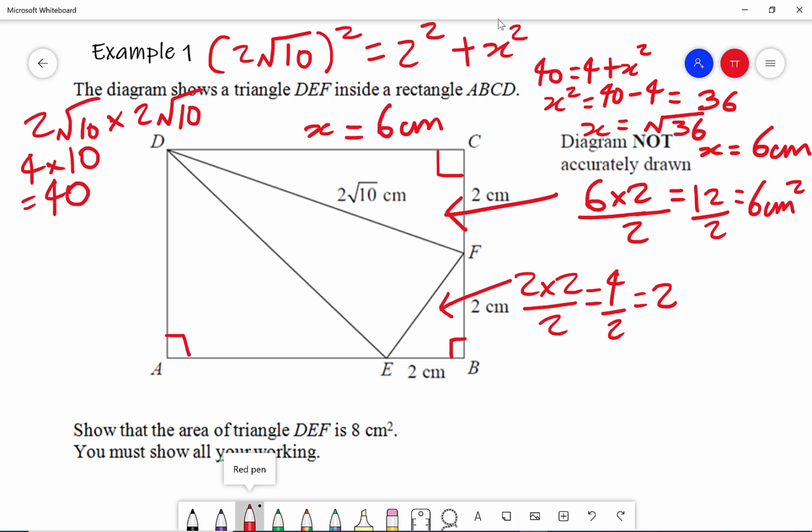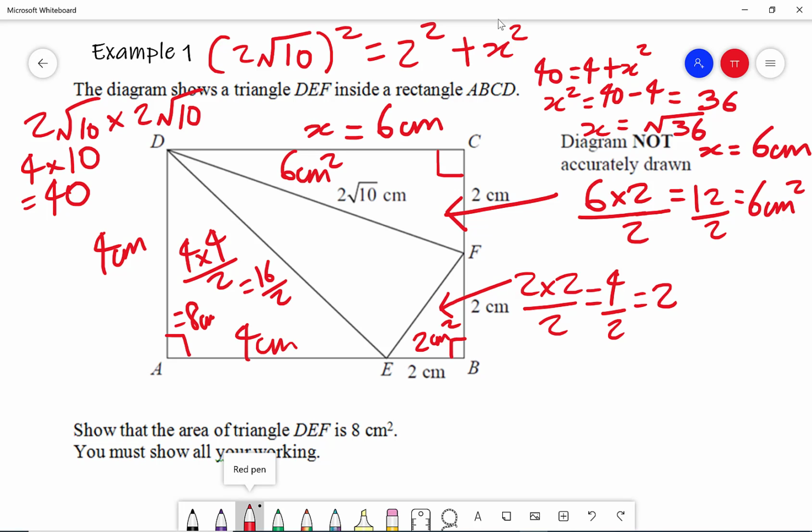So now this is 6 centimeters squared here. This is 2 centimeters squared. And we want to work out what this triangle ADE is. Well, AD is the same as BC, meaning that's going to be 4 centimeters. DC is exactly the same as AB. If that's 6 centimeters and that's 2 centimeters, this has to be 4 centimeters. So we can now work out the area of this triangle, which is 4 times 4 divided by 2. So 16 divided by 2. That's going to be 8 centimeters squared.